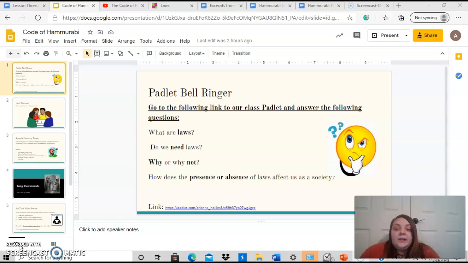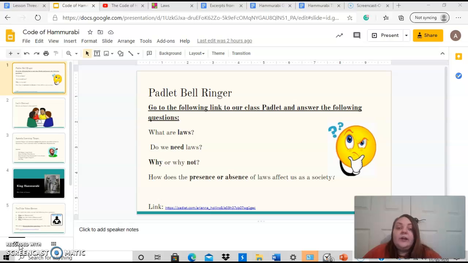This lesson is going to be about the Code of Hammurabi, which was a code of laws from Babylon, which was one of the early civilizations in ancient Mesopotamia. Prior to this lesson, students would have learned about the Fertile Crescent, the agricultural revolution, and the earlier civilizations in Mesopotamia.